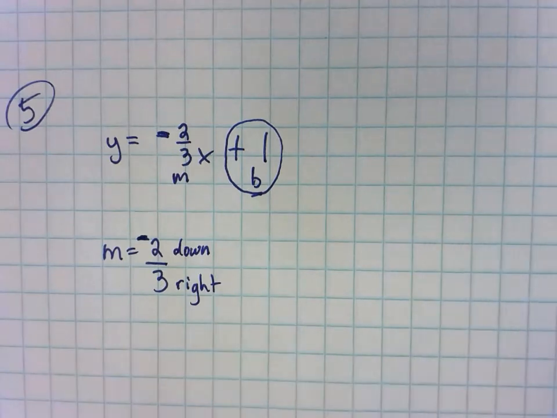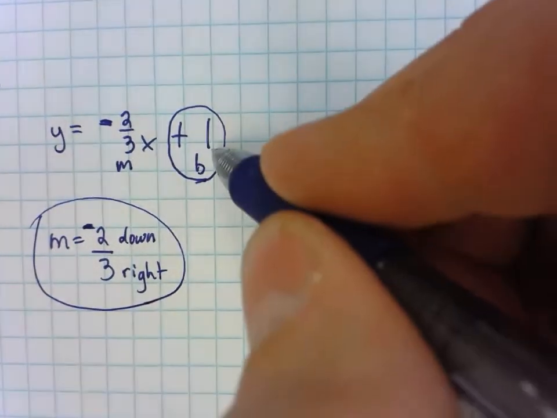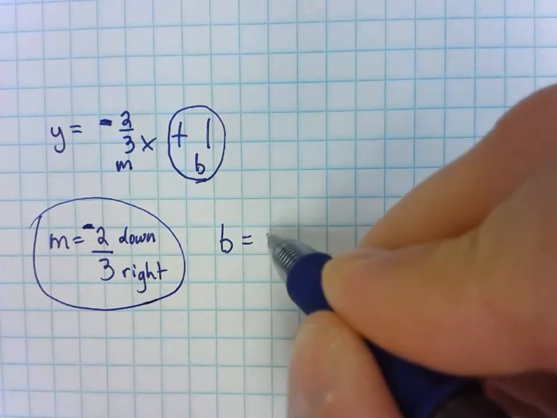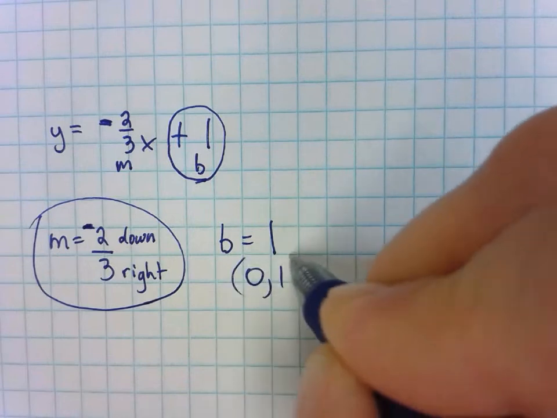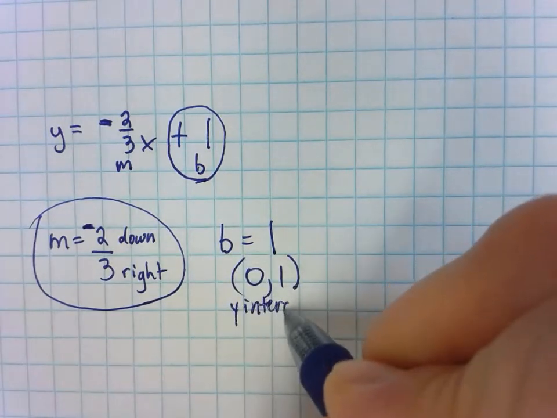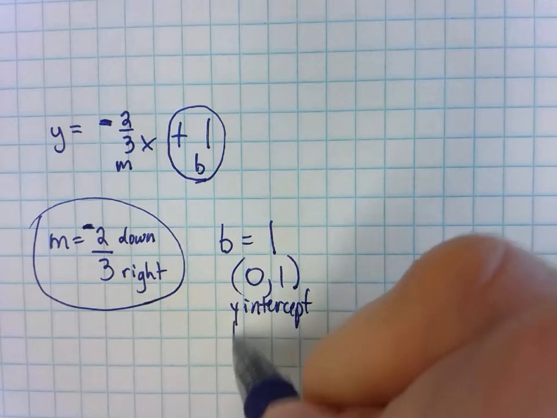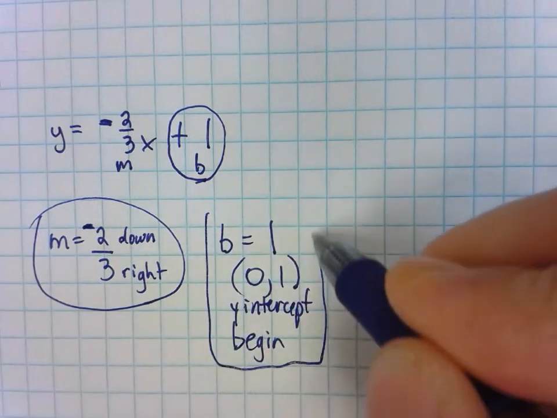The question is where to start going down 2 and right 3. The b is positive 1, so that means I am going to go to 0, 1, which of course is my y-intercept, and I am going to begin there. Begin the graph at b.